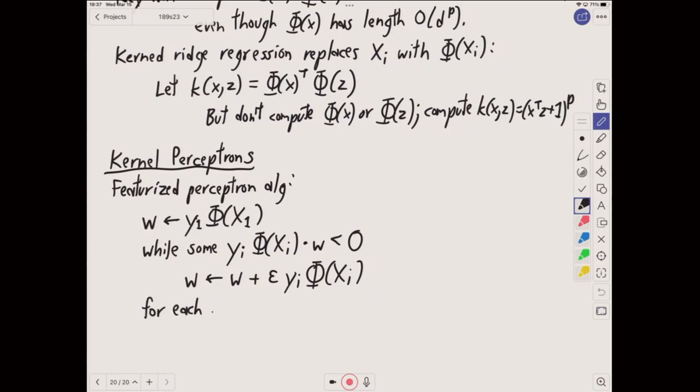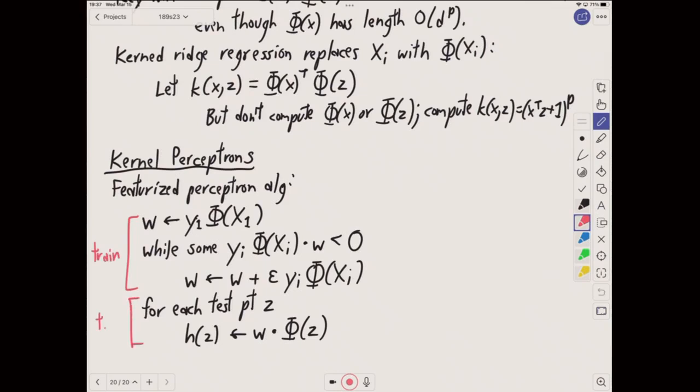Here's how you use the perceptron classifier after you have trained it for each test point z. The hypothesis at point z is just the weights times phi of z. Again, the first 3 lines are how we train the perceptron. The last 2 are how we use it after it has been trained.